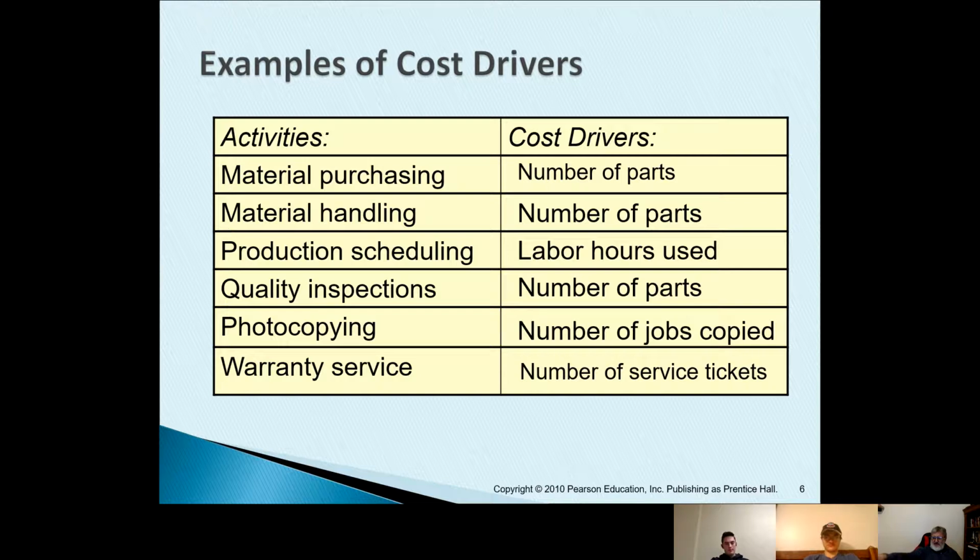I could track every bit of this because every one of these is people doing stuff. So I could very easily track all of this by labor hours or all of this by labor dollars. But you notice that there are different things that drive it. Some of these are the number of parts, but some of it is the labor used. Some of it is the number of jobs. So there are different drivers for different activities.